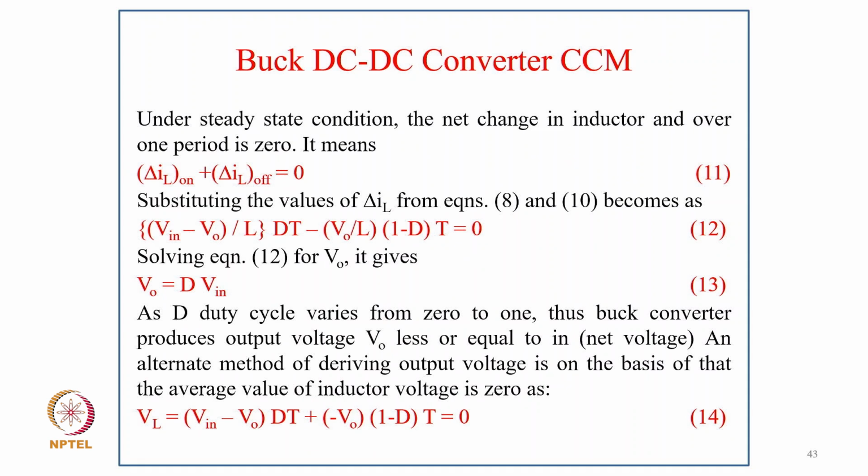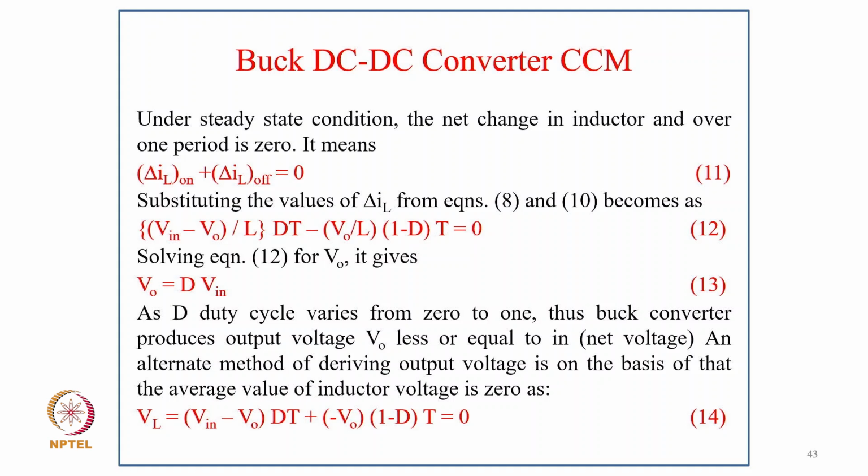Under steady state condition, the net change in inductor current over one period is 0. It means delta IL on plus delta IL off equals 0. Substituting the values of delta IL for both these modes, it becomes (Vin minus VO) upon L into DT minus VO upon L into (1 minus D) into T equals 0. Solving this, it becomes VO equals D Vin.